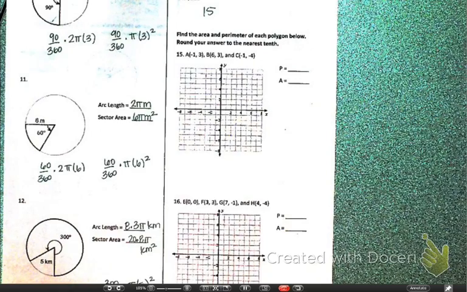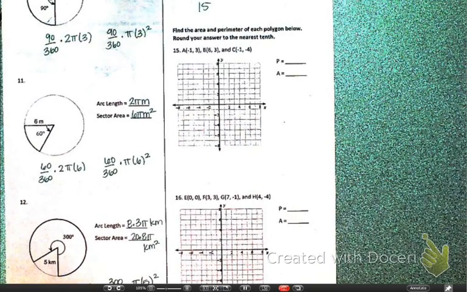15 and 16 were a hot mess for some people. Okay. These will be on your test tomorrow. Probably just 2. Okay. So we're going to go through it. And since they were a hot mess, we should really pay attention. Okay. First things first. Plot your points.